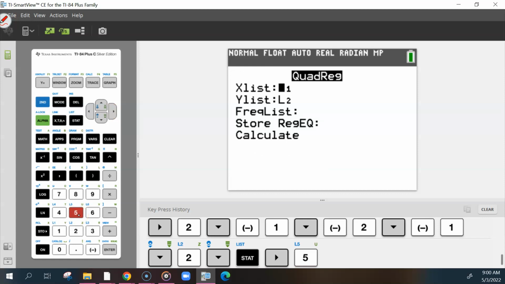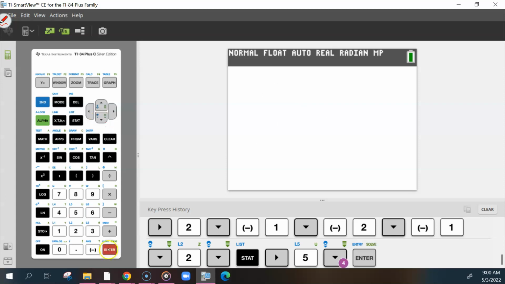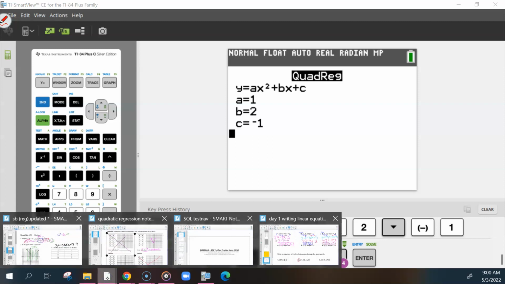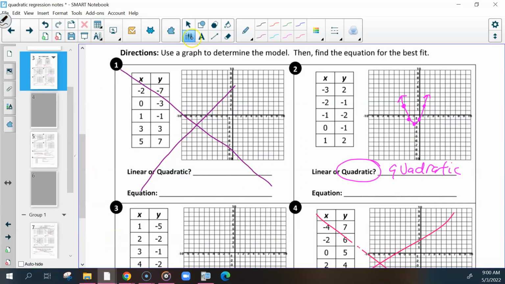Because this one is just asking for equation, we can just go down and calculate and hit enter. And it will tell you what your A, B, and C values are, and you have to put those into your equation. So A is 1, B is 2, C is -1. What would our equation be? y equals x squared plus 2x minus 1.